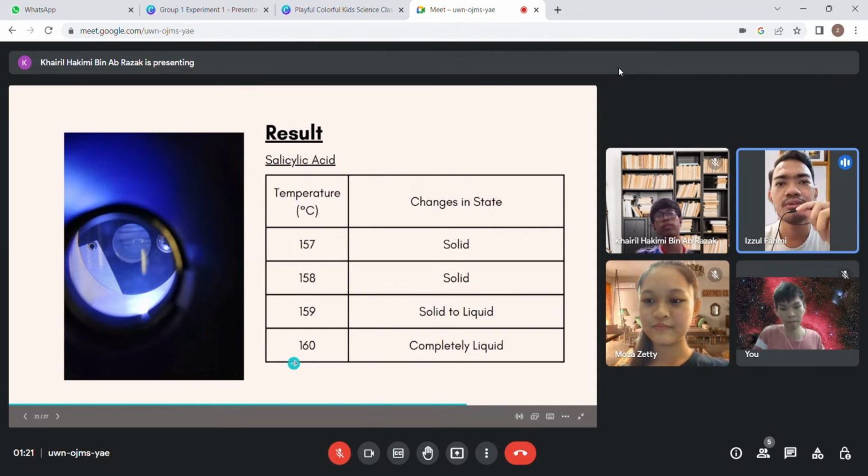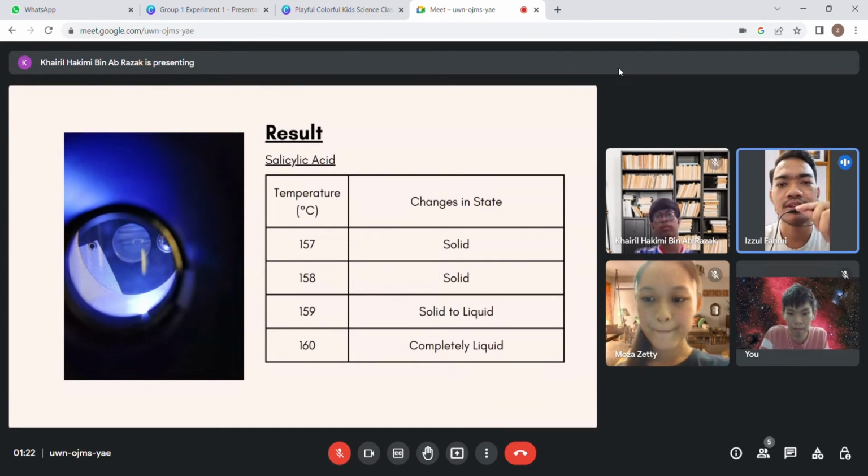I will explain about the results that we have obtained from the experiment of the capillary tube method. The results are about salicylic acid and benzoic acid. In this result, we decided to record a different temperature range for each sample.